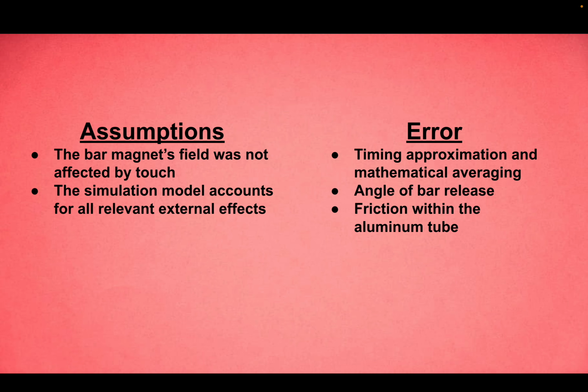Why is this? Because of a few assumptions and potential sources of error that this slide will explain. So one key assumption that we took in this experiment was that the bar magnet's field was not affected by touch. So obviously we've learned in the course before, if you touch these magnets, free electron exchange that can change the charge and influence the magnetic field. So we assume that this did not occur.